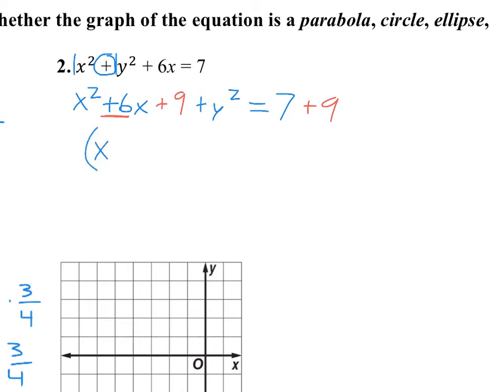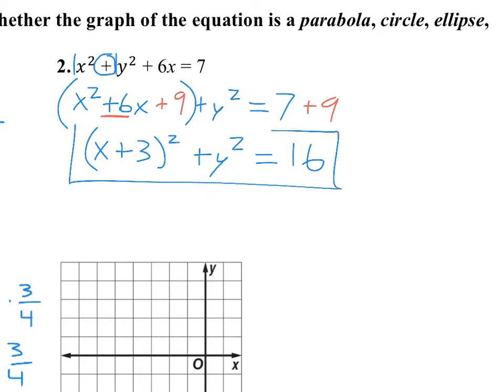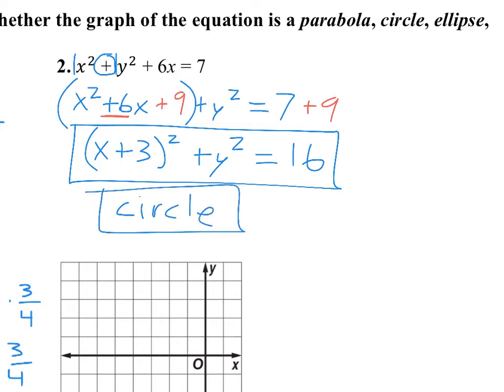So if I factor that trinomial, I get (x + 3)² + y² = 16. And we don't divide by 16 because it does not have to equal 1. It only has to equal 1 for hyperbolas and ellipses. Alright, so I need to write down what it is. It's a circle. And now let's graph our circle.